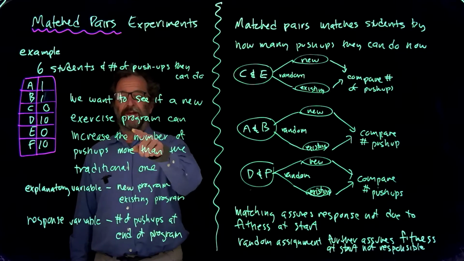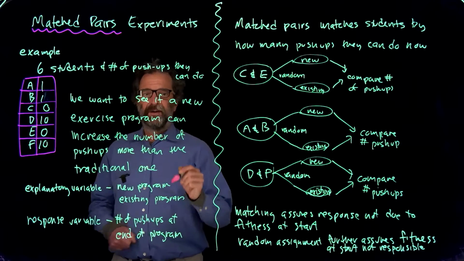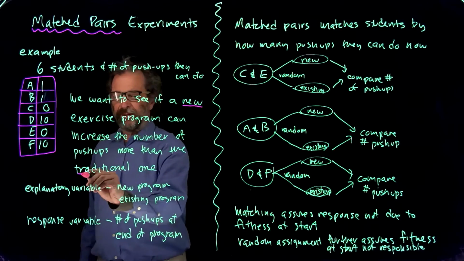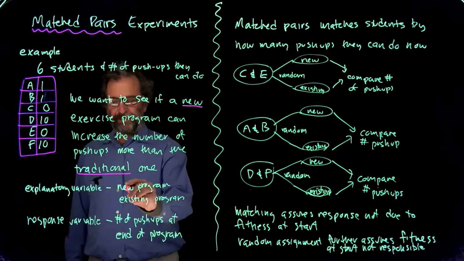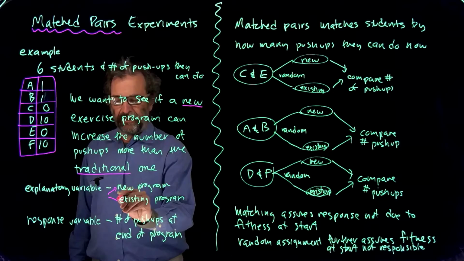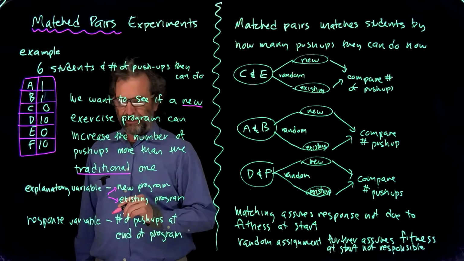We want to see if a new exercise program can increase the number of push-ups more than the traditional one. So we have a new program and the traditional one to compare. The explanatory variable then will be which program are you in? Are you in the new one or the existing one? The response variable will be the number of push-ups at the end of the program.